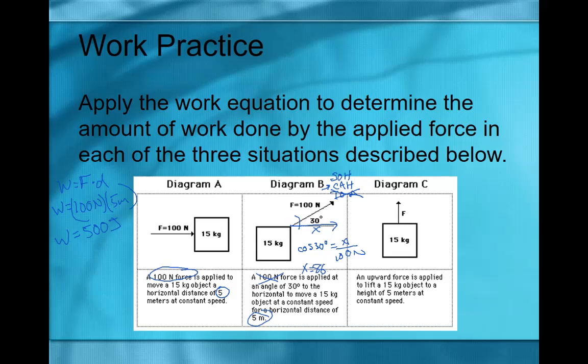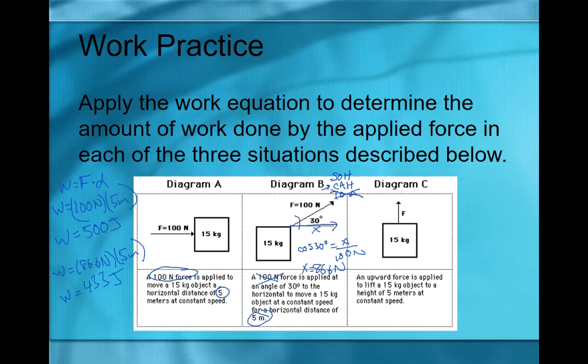X equals 86.6 newtons. Well, now we've got a force and a distance. So again, we're going to use our work equals force times distance equation. So work equals 86.6 newtons times 5 meters. And that's going to give us work equal to 433 joules. Okay.